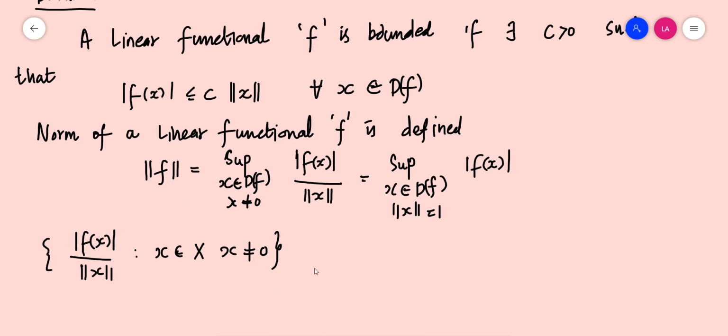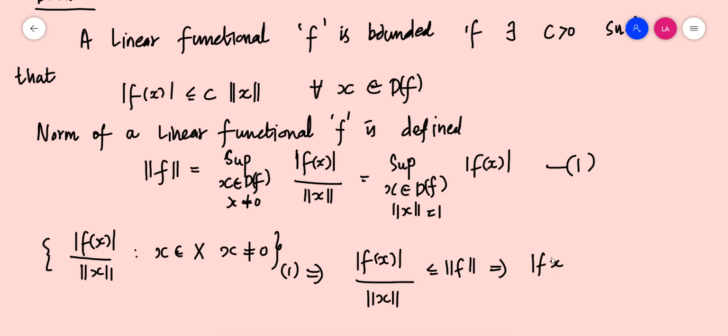So we can clearly state that the first part of equation 1 implies modulus of f of x by norm x less than or equal to norm f, which implies modulus of f of x less than or equal to norm f times norm x. Norm f is the least value because it's the supremum, the least among the set of all upper bounds. So norm f is the least value of C with which this condition holds.